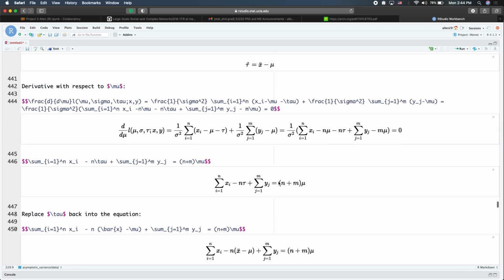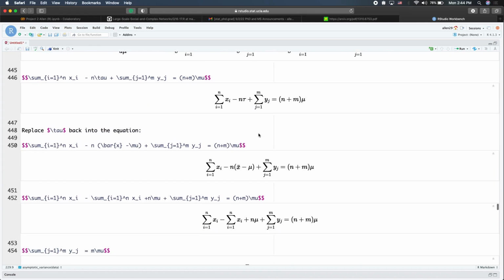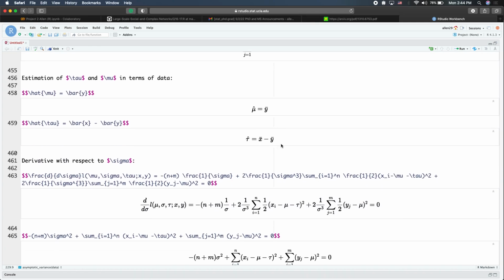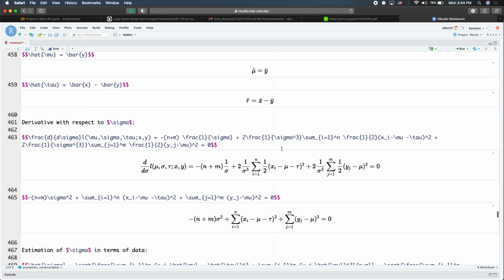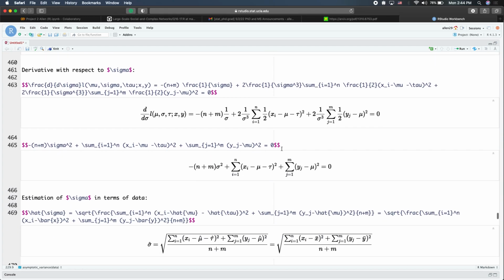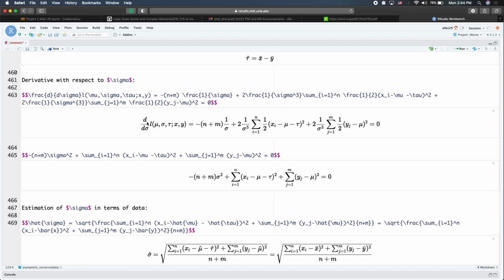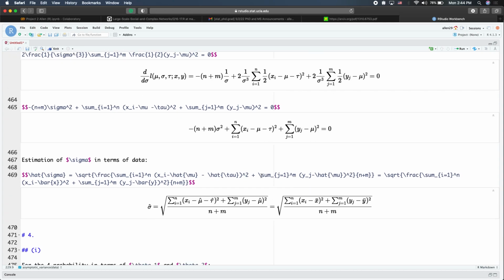Once we have that, plug it into this one here, and then your tau can also be expressed in terms of data. So now we have solved for two unknown quantities, and then solve for the last unknown. Take the partial derivative with respect to sigma, set it equal to 0, and simplify to this. It also involves mu and tau, but we already expressed them in terms of the data. So just plug it in, and then we have our final solution as this.